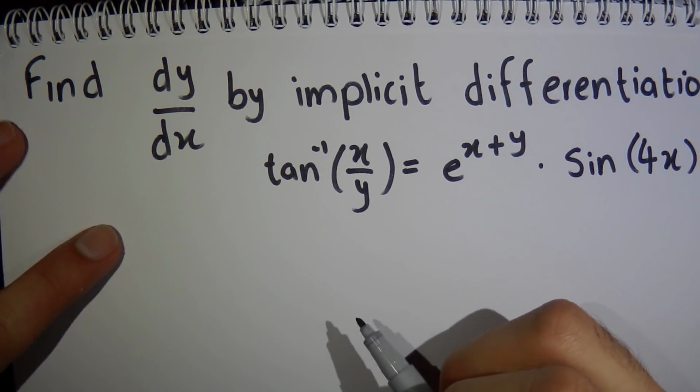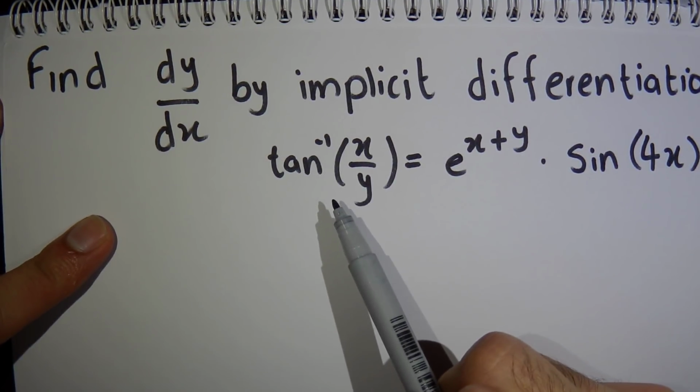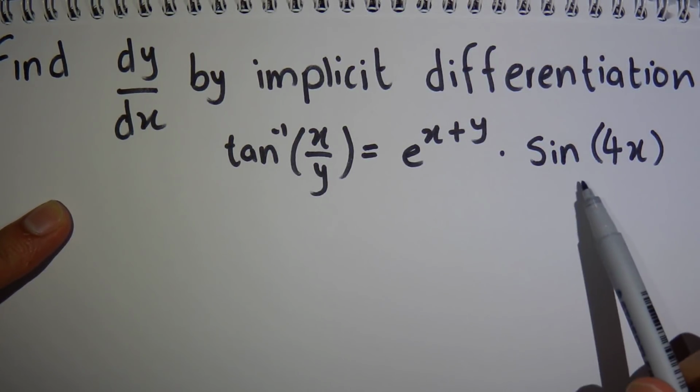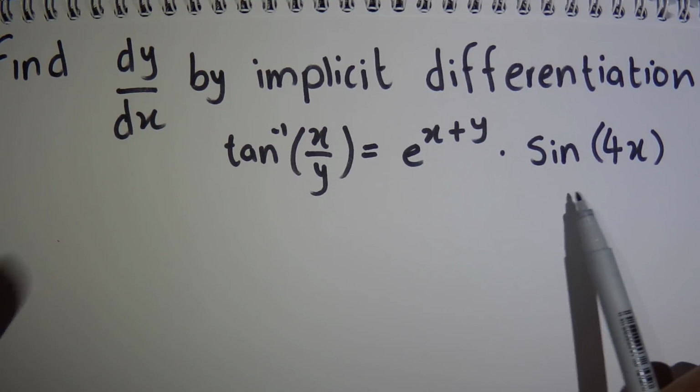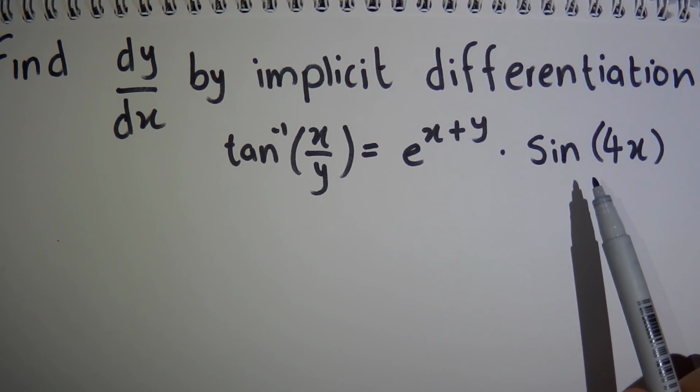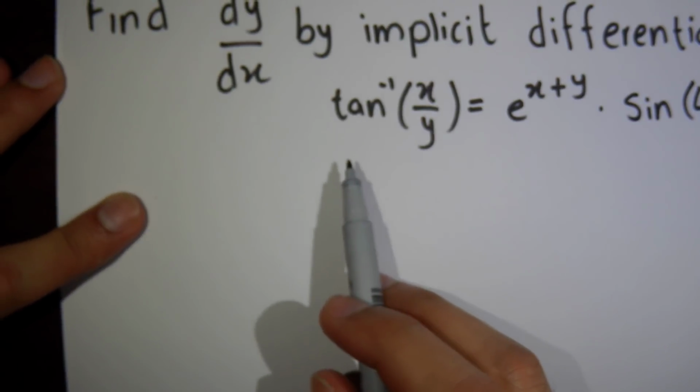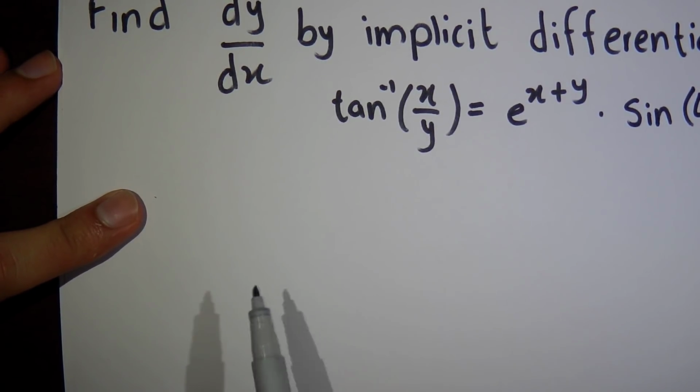Quick example on implicit differentiation. So we have the tan inverse of x over y equal to e to the x plus y multiplied by sine 4x. So there's lots of things happening in this function. And we're going to try to differentiate both the sides separately to begin with. So for the left side, tan inverse of x over y.